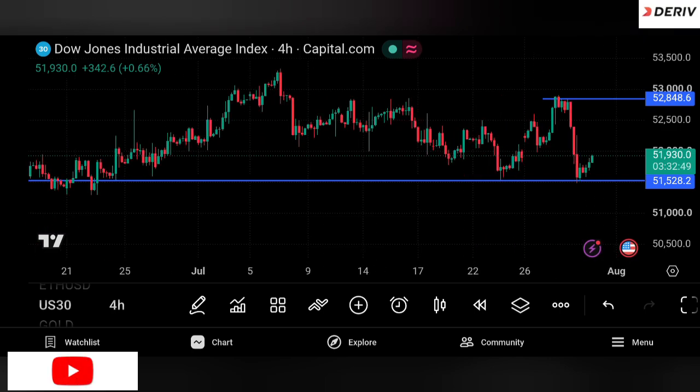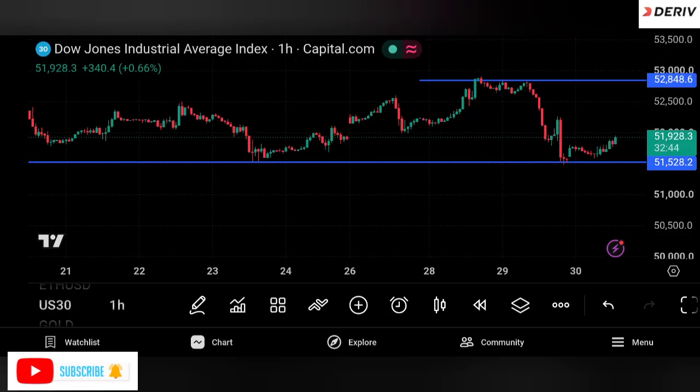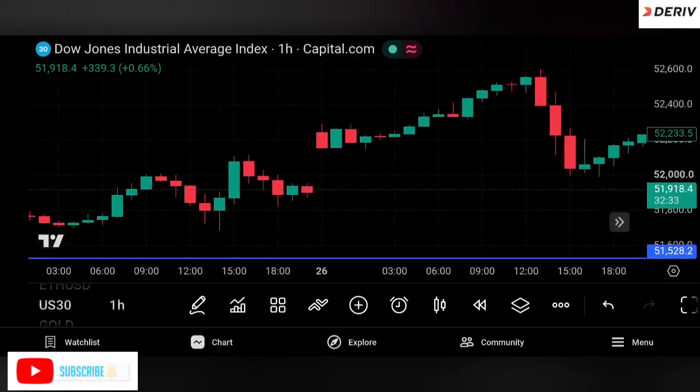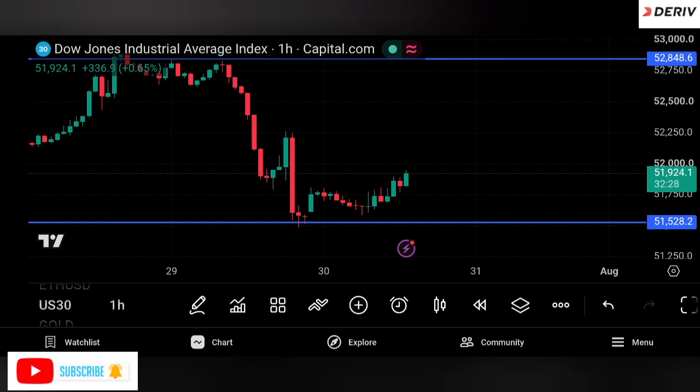Okay, let's switch now to the 1 hour because the 4-hour doesn't have that much info for us. Okay, let's just now focus on this part right here on the 1 hour time frame. I see a nice setup here. Why? Because we have a double bottom that doesn't have equal highs. A double bottom that doesn't have equal highs.